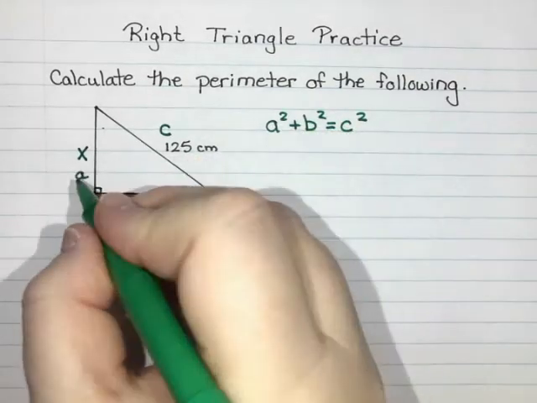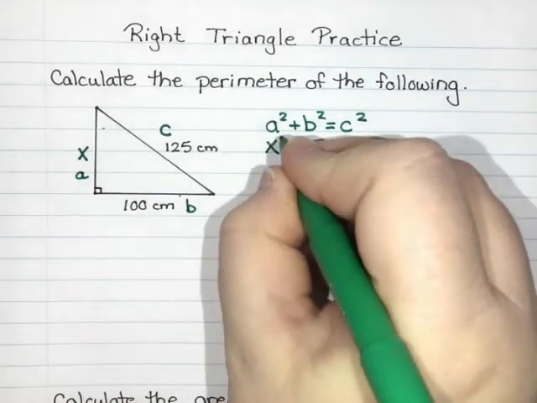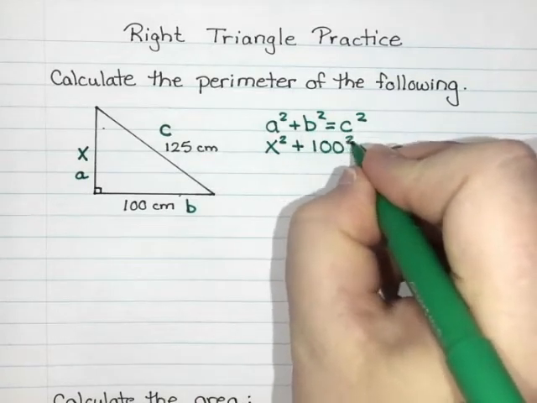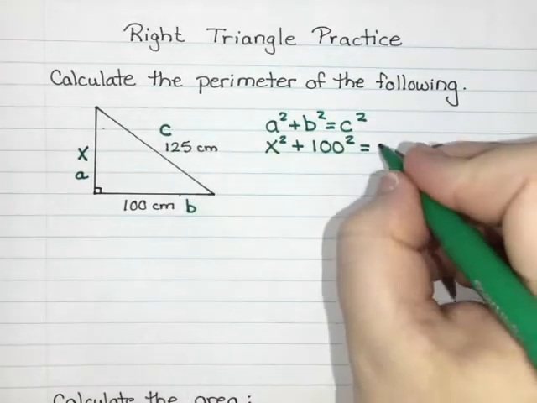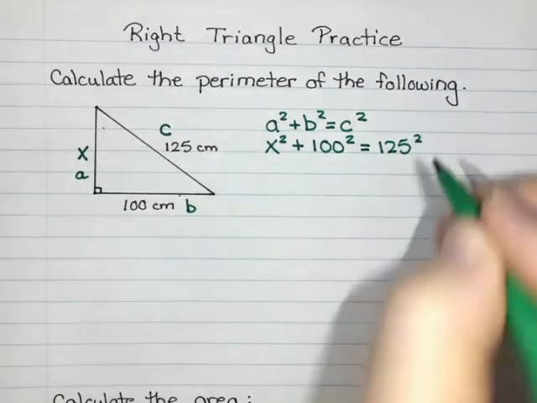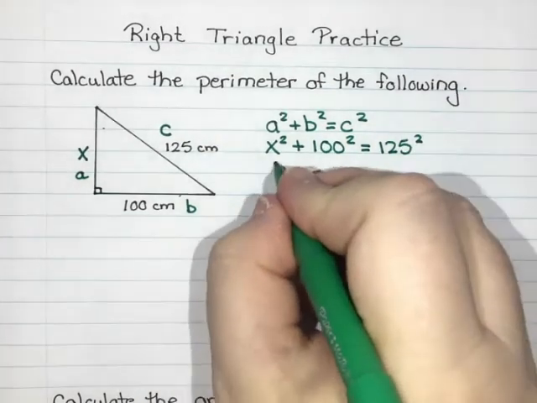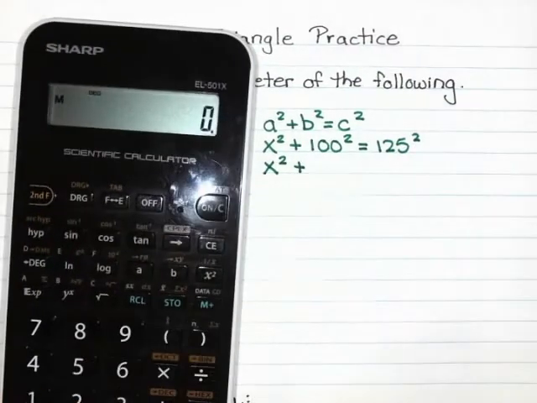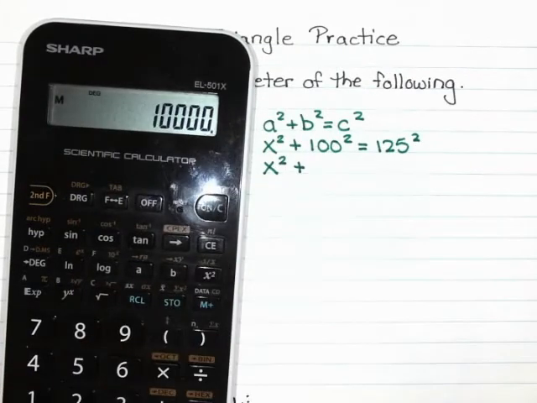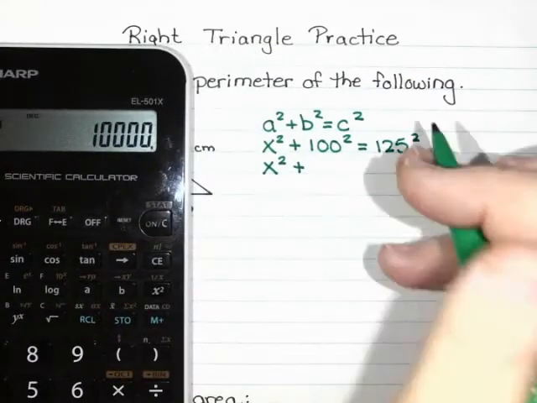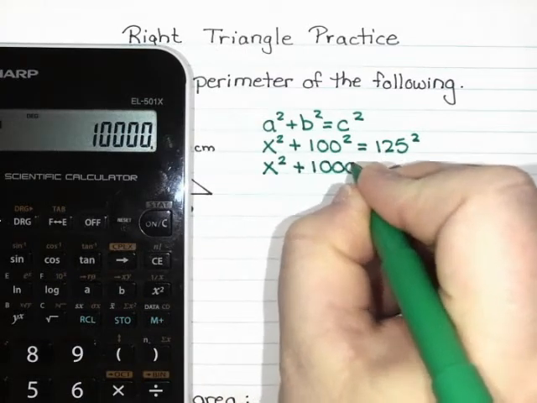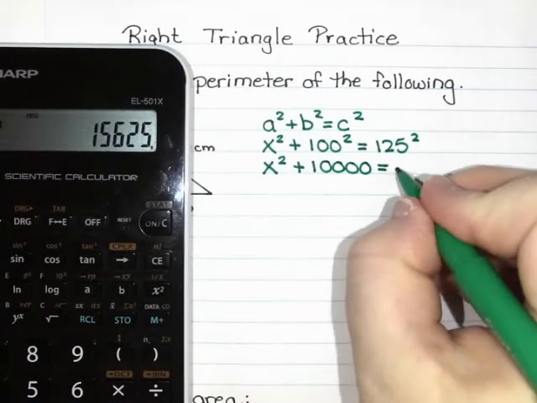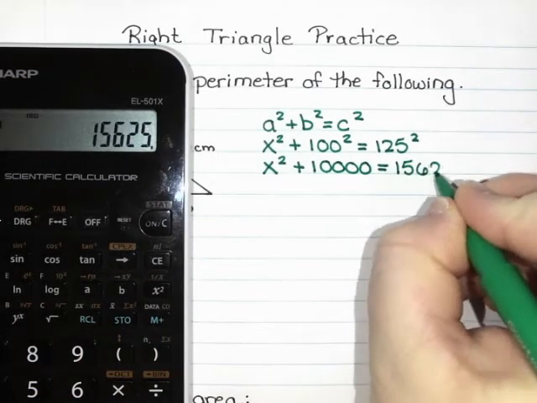I'm going to sub my numbers in. So A is going to be x squared plus B is going to be 100 squared. And then C is 125 squared. Okay, I'm going to use my calculator to help me do 100 squared. So 100 squared, you can also do 100 times 100, is 10,000. 125 squared is 15,625.